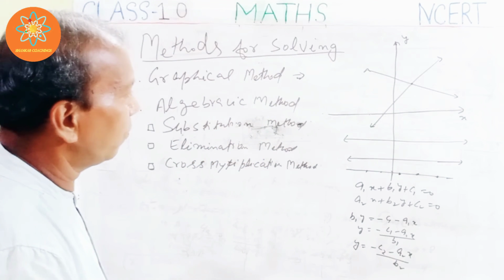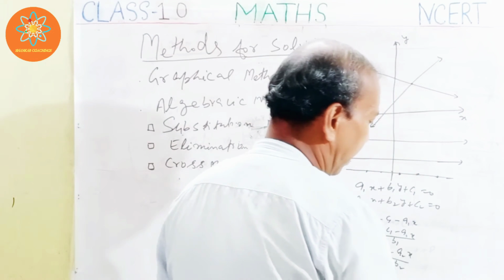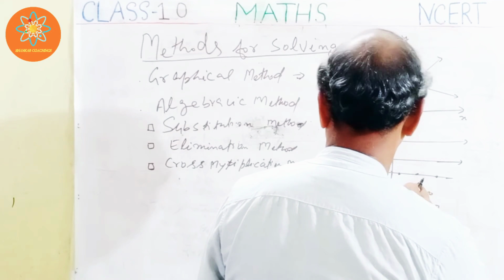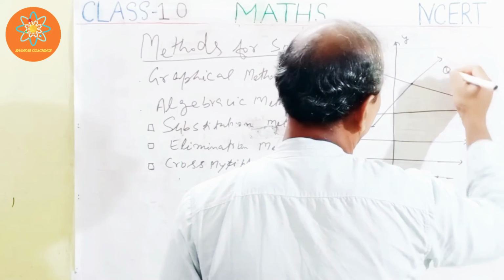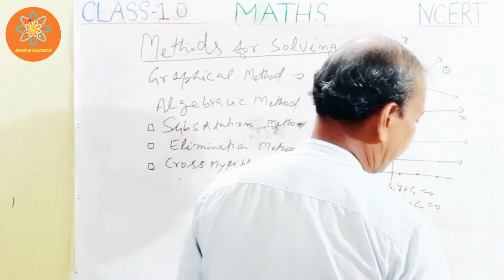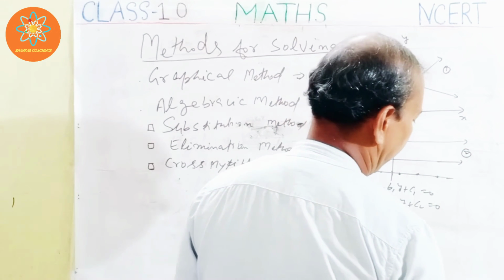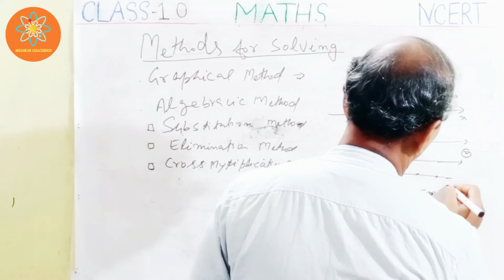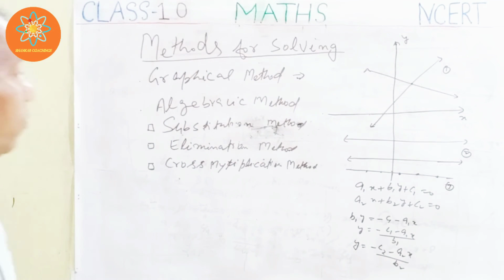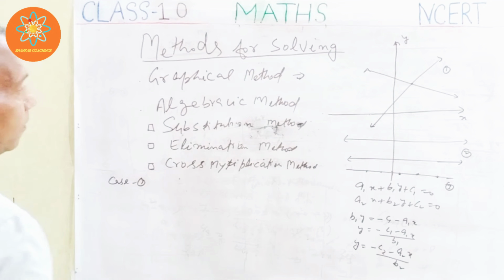So one is your intersecting, another is your parallel, and the third one is your coincident. These are the cases here. This is the first case, this one is the parallel lines, second case, and this one is the coincident lines, the third case. Now for the first case, the case is intersecting.